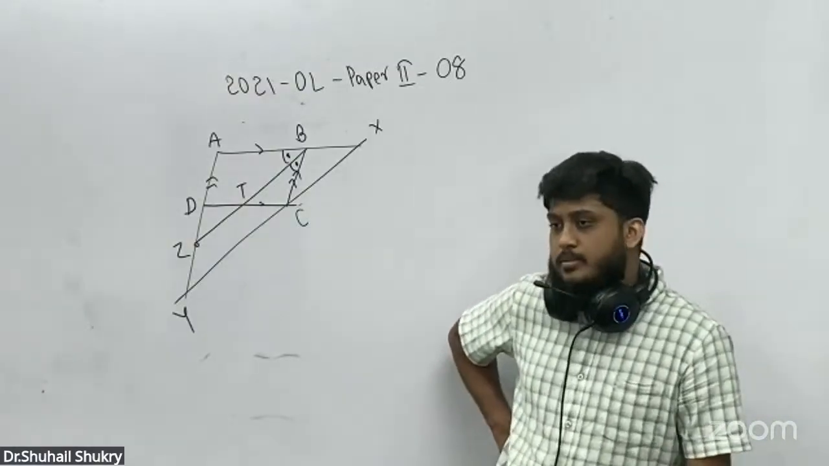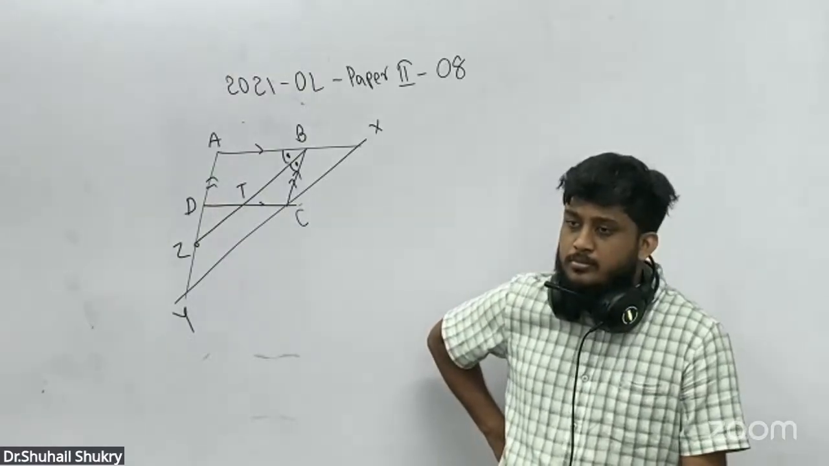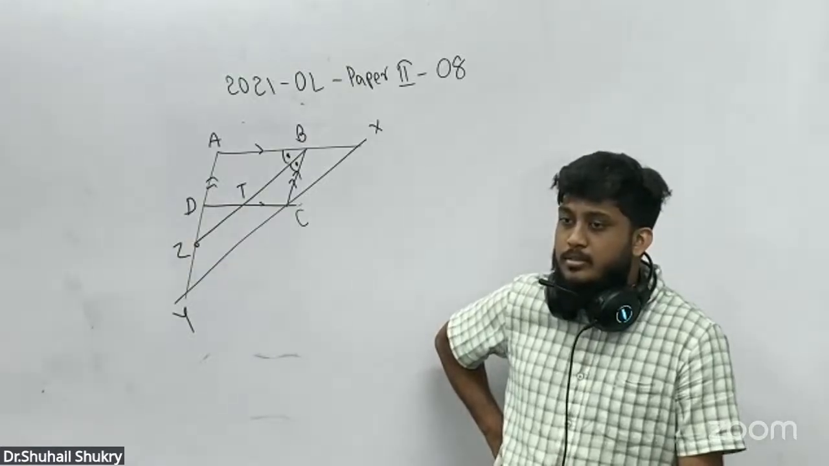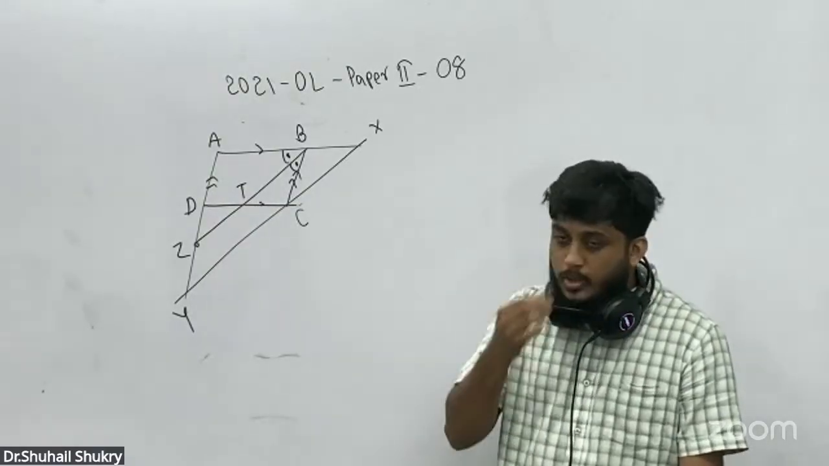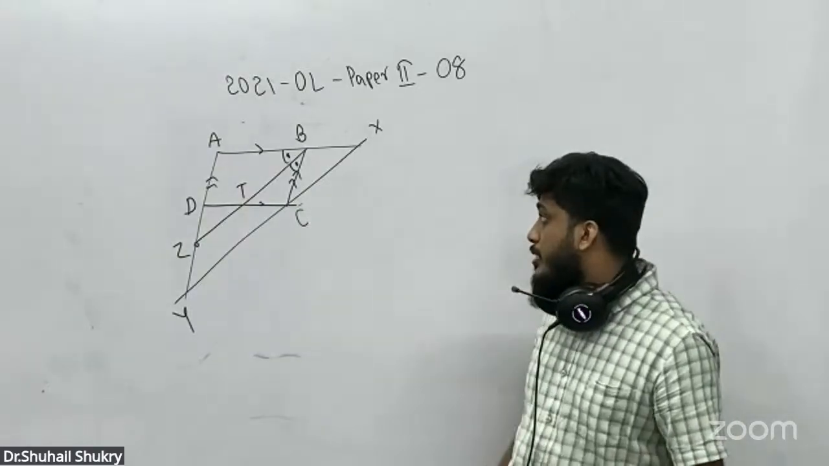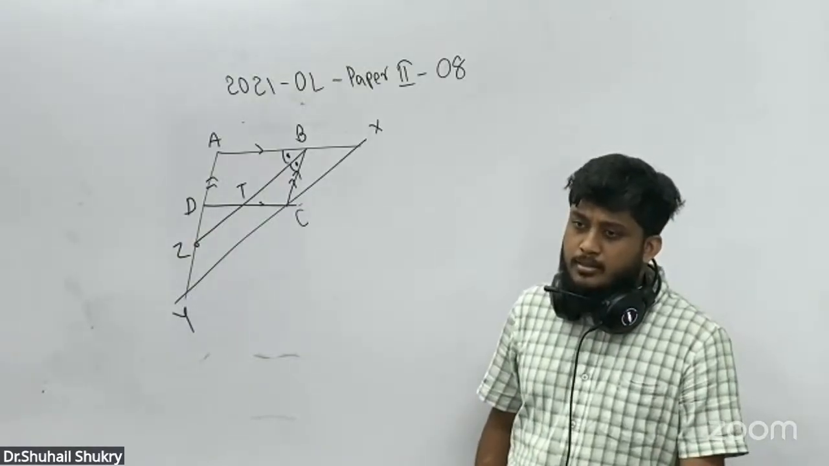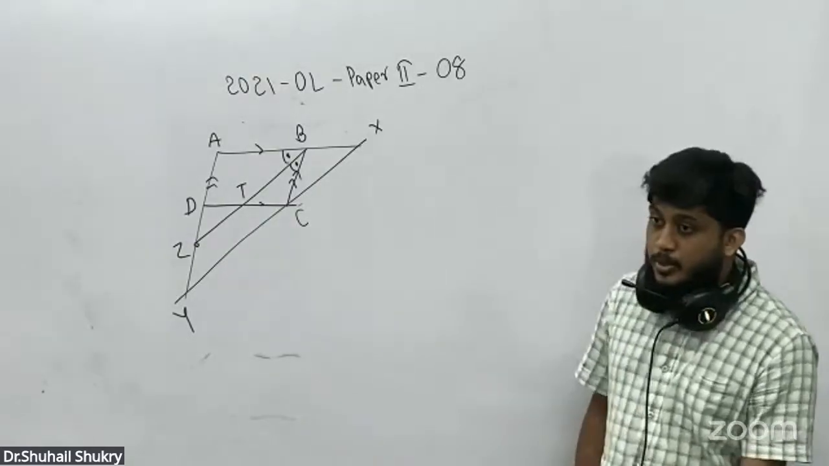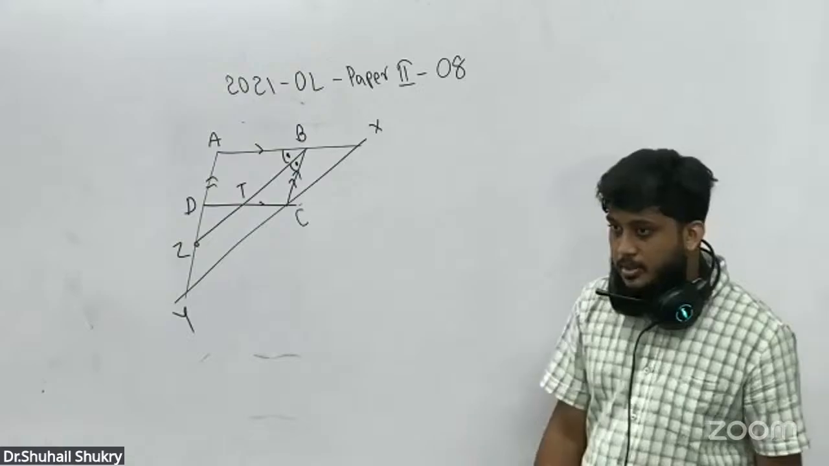What can I do for this? Normally, if I want to prove something is an isosceles triangle, what should I do? How to prove an isosceles triangle? What should I prove there? Either both sides are equal, or if not, two angles are equal. If you can prove two angles are equal or two sides are equal, you can conclude that. But what is easy for us? Proving two angles would be easy for us. We'll go to the question and check that.